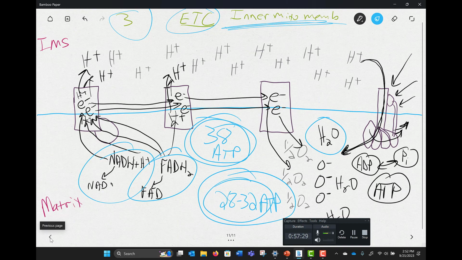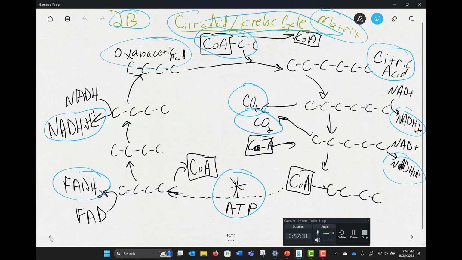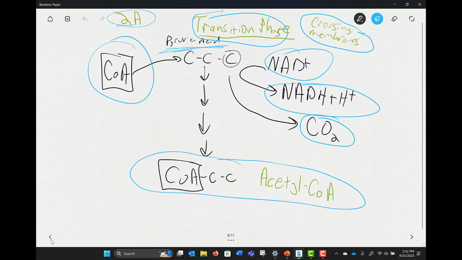The electron transport chain stops, which also means we can't have the citric acid cycle because there would not be any NAD pluses to come along to make NADH plus H plus. If that happened, if the citric acid cycle stopped, the transition phase would stop. We would not have any NAD pluses to take electrons. We would not be able to make our acetyl-CoA. We would be stuck with pyruvic acid.